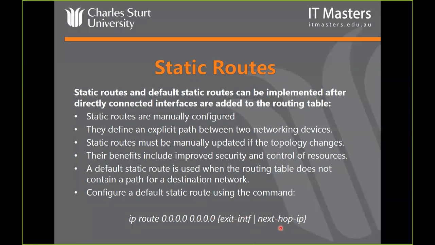So you can actually send it out an interface rather than going to a next hop IP. And you may want to do that in the case where you've got a dial on demand interface, like an ISDN or a DSL or something, and you don't necessarily know what the next hop address is. You just send the packets out that interface. It's completely valid to do that as well.